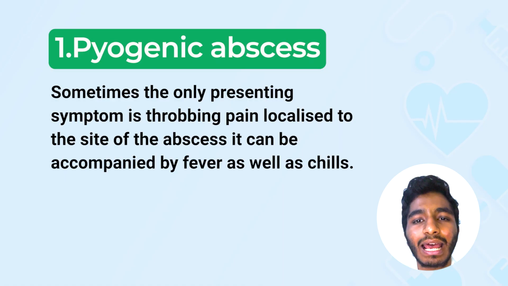Now, whenever we get an abscess, sometimes the only presenting symptoms are, of course, one, noticing the abscess, and two, there being throbbing pain associated with the abscess. In rare cases, or sometimes when it gets progressively bad, it can also be associated with a fever and with chills. This indicates that the bacteria has actually spread to the bloodstream.